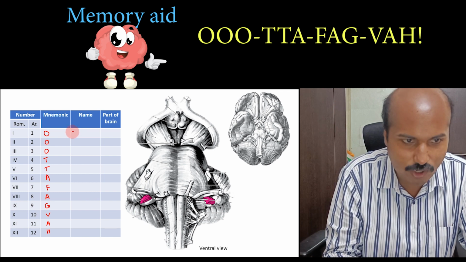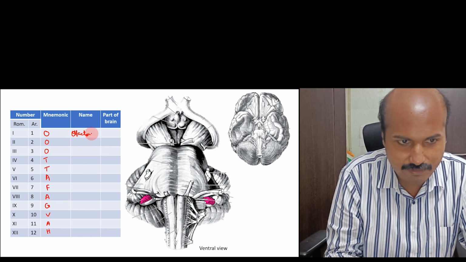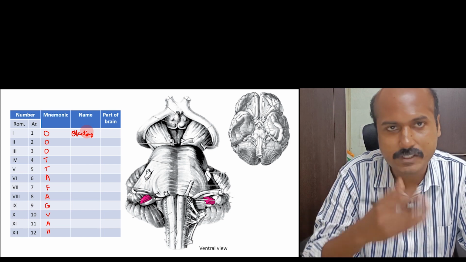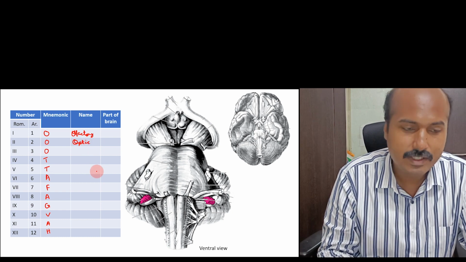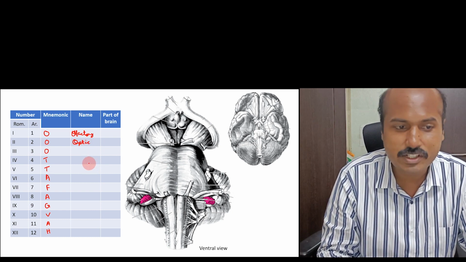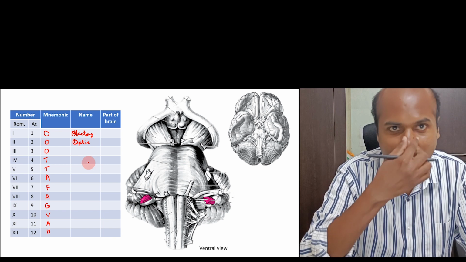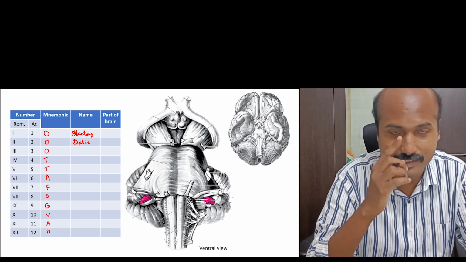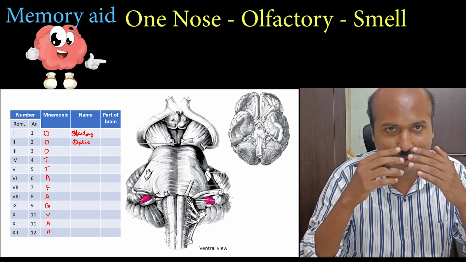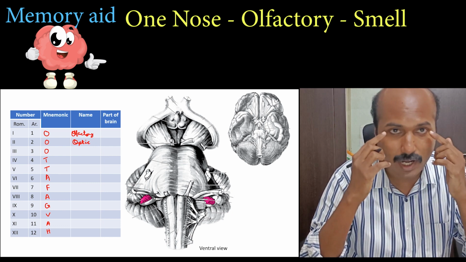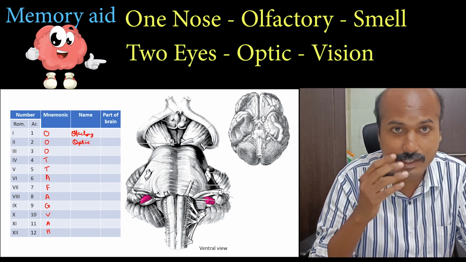The first one is olfactory. Olfactory nerve, as you know, olfaction is the sense of smell. And the next is optic, O-P-T-I-C. The first two, we can remember that you have one nose and you have 2 eyes. So cranial nerve number 1, olfactory, is concerned with smell, and 2 eyes, optic. So optic is concerned with vision.